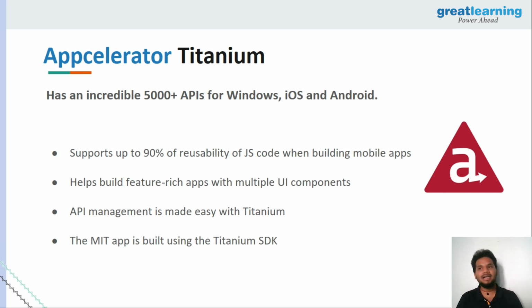Because an unseen advantage that you wouldn't know unless you get started with the framework is API management, and it is made really, really easy in the case with Titanium. So it adds a lot of value to create an amazing application with Appcelerator Titanium. And if you guys are curious about a top app that's built using Titanium, well, the MIT app, the Massachusetts Institute of Technology app, a very, very popular application that's built entirely using the Titanium SDK. How cool is that, right?